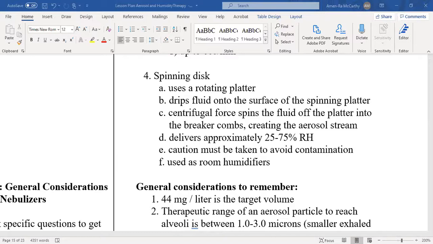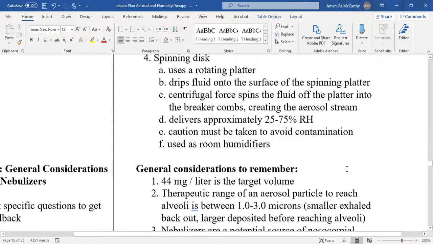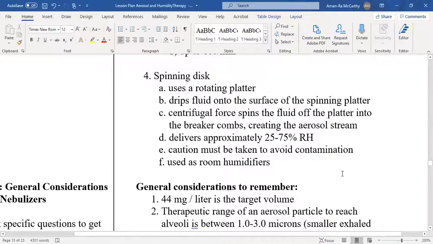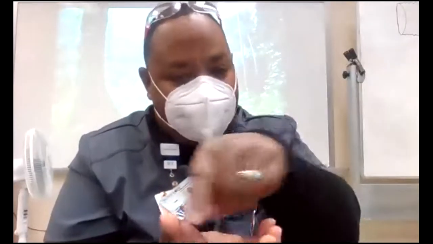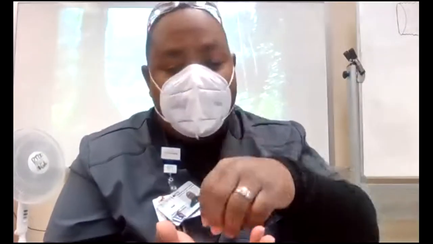But I love it. And so what happens is this, go back to my lesson plan. Okay, can y'all see the lesson plan? The spinning disc uses a rotating platter. It's just a little platter that spins really, really fast. The motor's on the bottom, and it's got a little stick with a platter on the bottom. You turn the stick, the whole platter turns. And if you plug it up, it spins really, really fast.